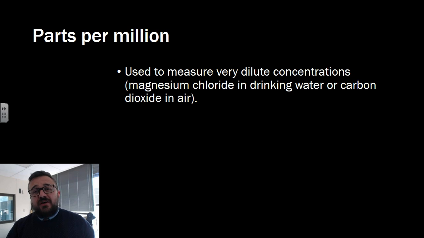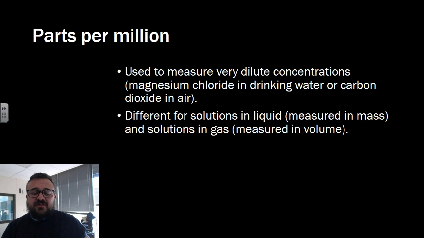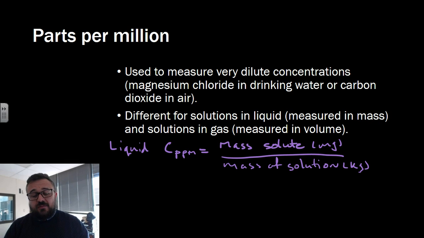This is used to measure very dilute concentrations, so magnesium chloride in drinking water or carbon dioxide in the air. It's different for solutions in liquid, that's measured in mass. If we're talking about solutions in gas, like the air, we measure it in volume. So liquid is done like this. Concentration, parts per million, equals the mass of the solute in milligrams. So whatever mass you have, you need to convert that to milligrams, divided by the mass of the solution in kilograms. So whatever mass you have there, you need to turn that into kilograms.